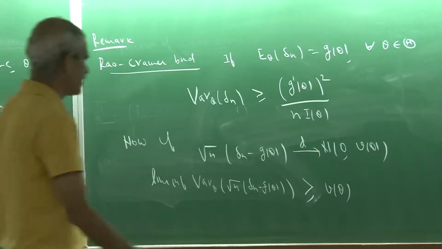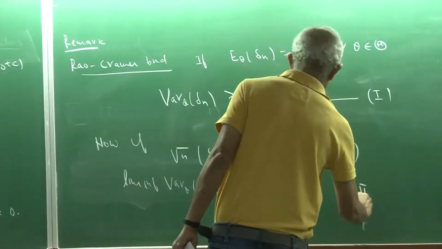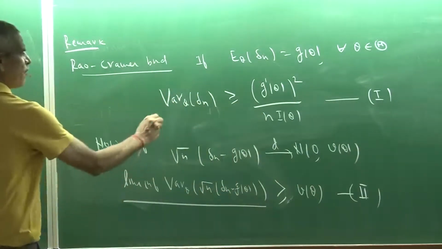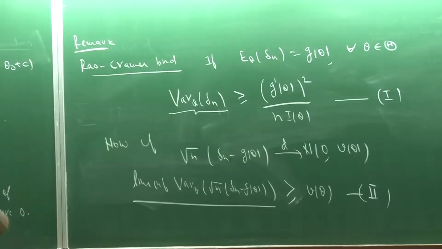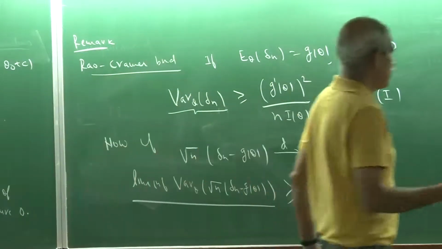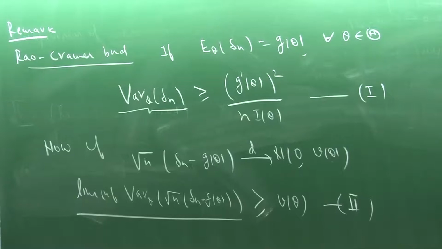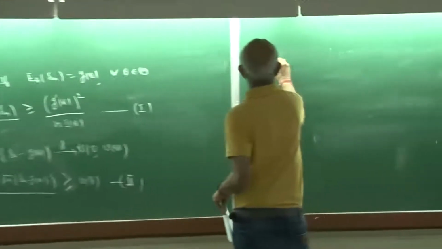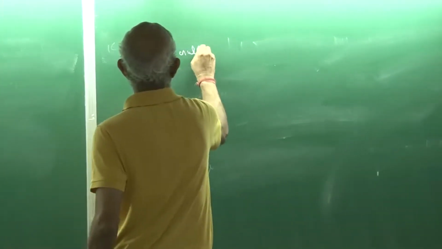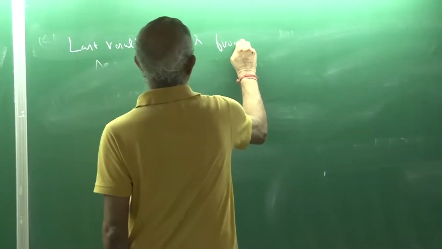So what does that say? Now this quantity from here is the same as the variance of delta n. So what do you get? You get the last result using 1 and 2, provided... So the last result follows from 1 plus 2.